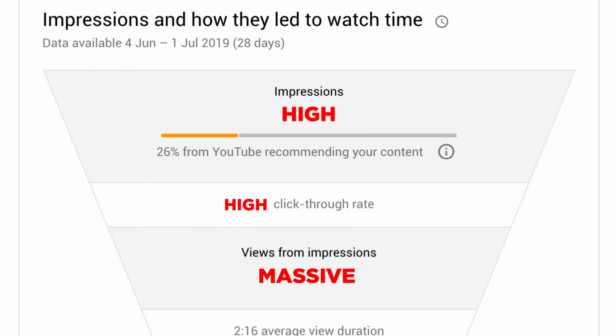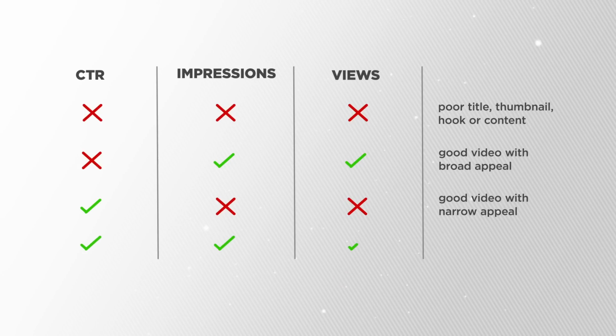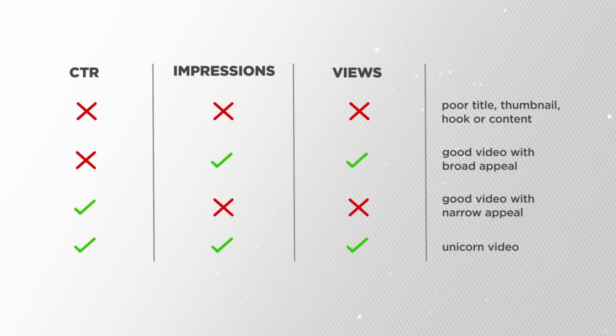The combination that almost all creators want, though, is high click-through rate, high impressions, and massively high views. And that does happen, but it tends to be more of a unicorn video. It's more of an anomaly. You're not going to get 100% of everyone that ever saw this title and thumbnail to click on it 100% of the time. It doesn't happen.